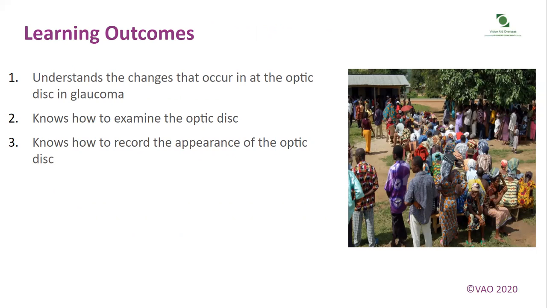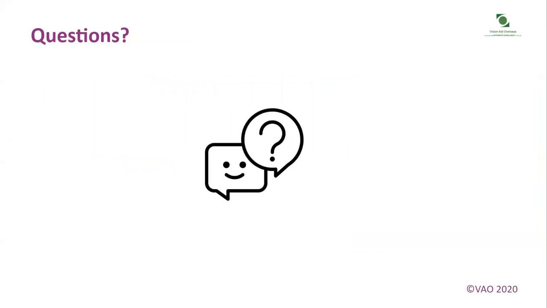Make sure that you have achieved the learning outcomes for this module, that you understand the changes that occur at the optic disc in glaucoma, that you know how to examine the optic disc, and you know how to record the appearance of the optic disc. Make sure to have any questions that you have answered.